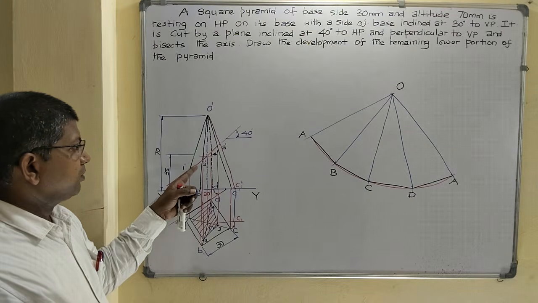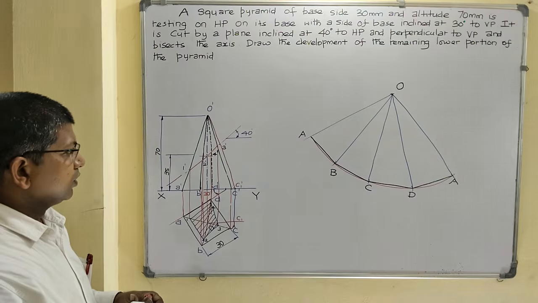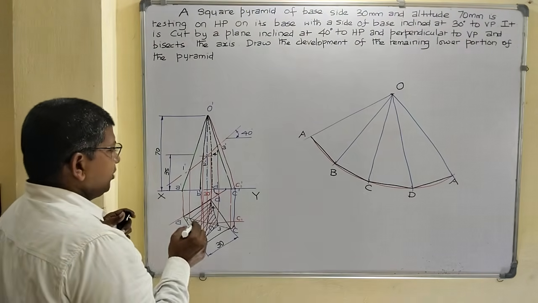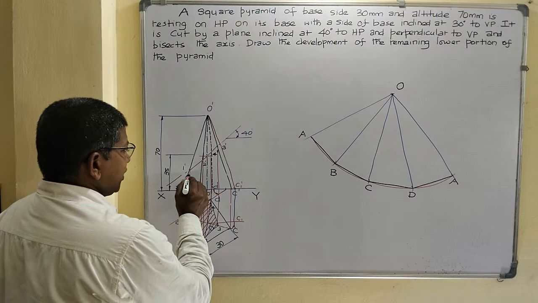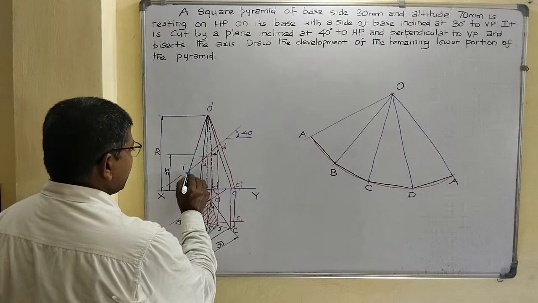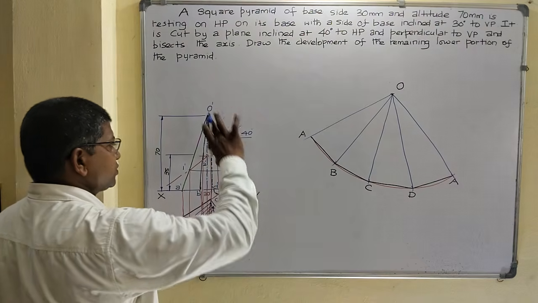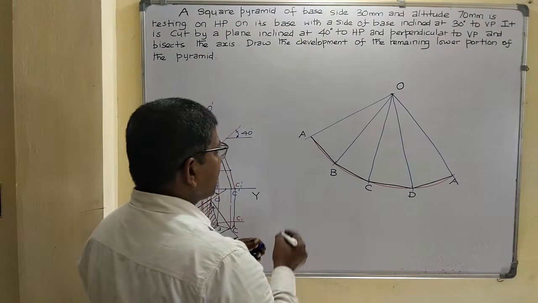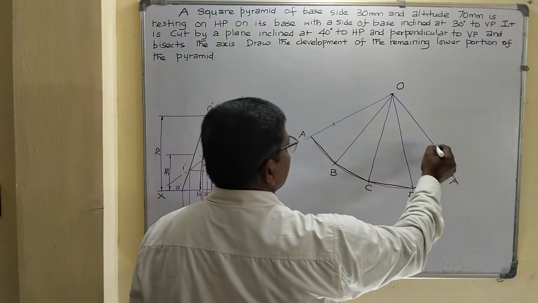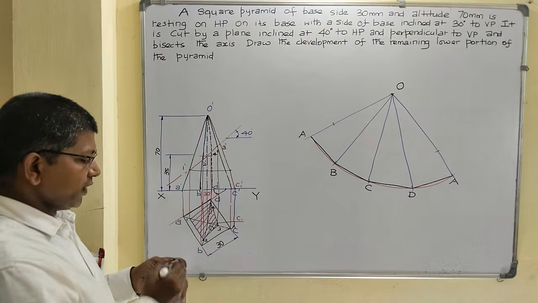But our square pyramid is cut by a plane inclined 40 degrees to HP. So how to mark the cutting points on the development? Draw a horizontal line from each cutting point to the true slant edge. Draw a horizontal line from cutting point 1 dash to the true slant edge. Now take this distance from O dash as radius. Draw the arc at the slant edge OA. Right? This is point 1.